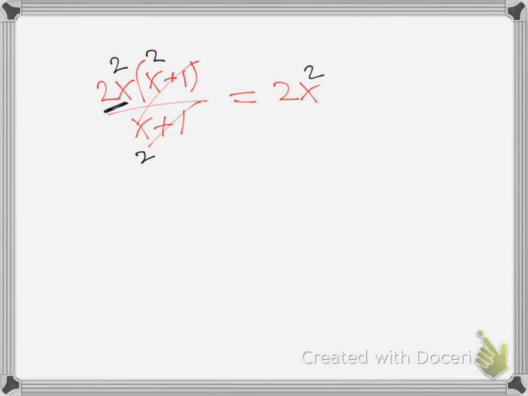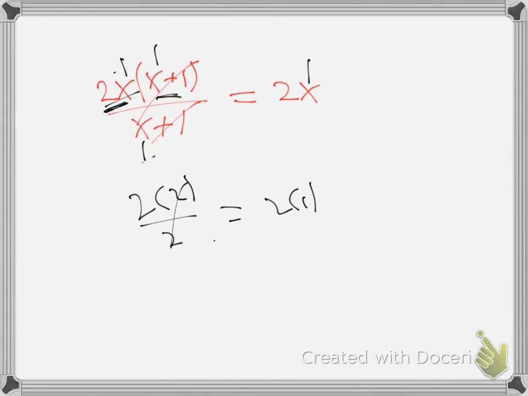2 times 2? 4. 2 plus 1? 3. Over 2 plus 1? 3. Does that equal 2 times 2? These cancel. 4 equals 4. Yeah, it's true. It worked for 2. How about 1? Is it going to work for 1 or 7 or whatever you want? 2 times 1? It's 2. 1 plus 1? 2. 1 plus 1? 2. 2 times 1? Cancel. 2 equals 2. Yeah. Works.